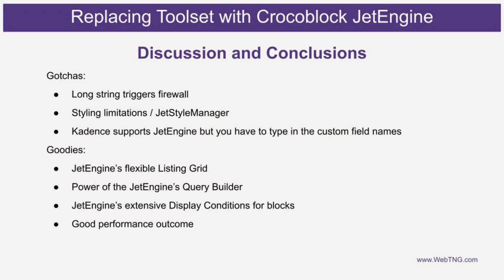And then we also saw some goodies: the flexibility of the JetEngine loops or listings, and the flexibility of the query builder. Those two together give you the ability to include custom fields in your grid listings, and the ability to place grid listings wherever you want in your content. You're not restricted to archive pages. And then another goodie was the extensive JetEngine display conditions on blocks, which is very nice. And finally, the fact that the site was showing good performance scores after I was done with the migration. I got some nice new features out of the move.